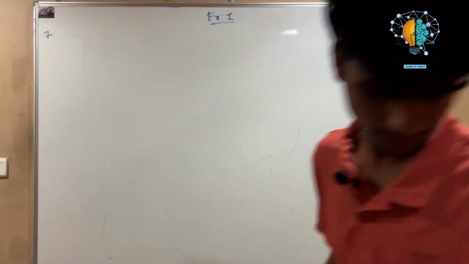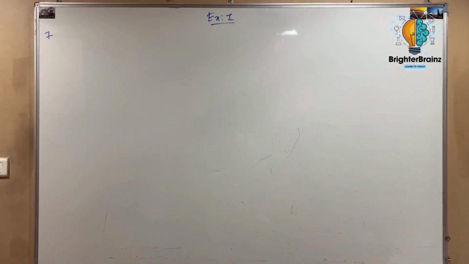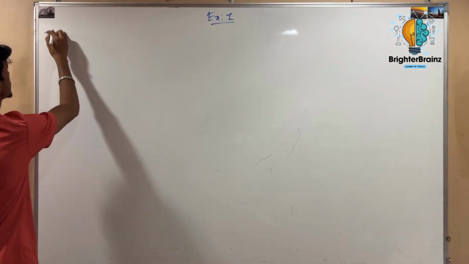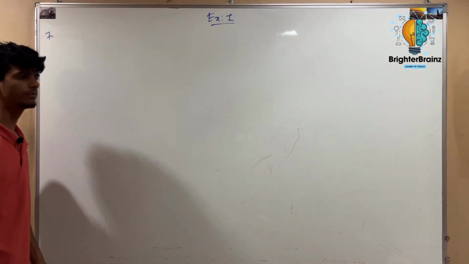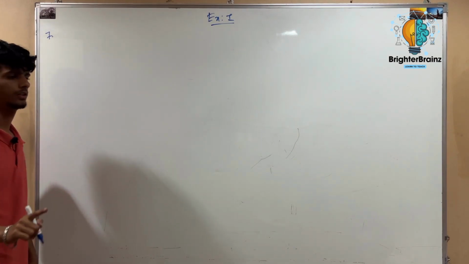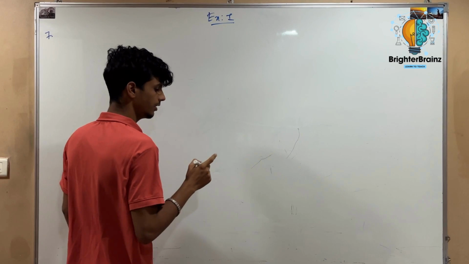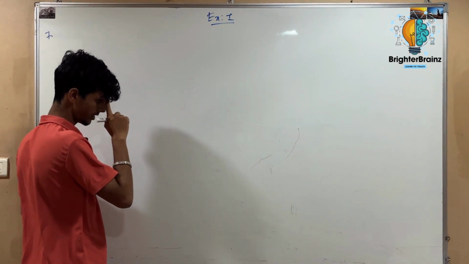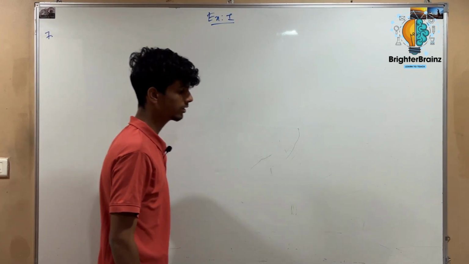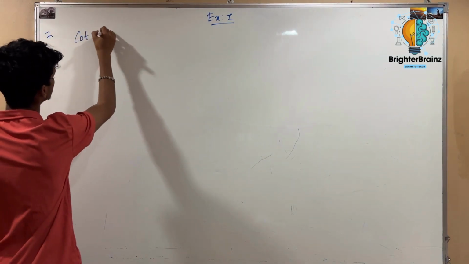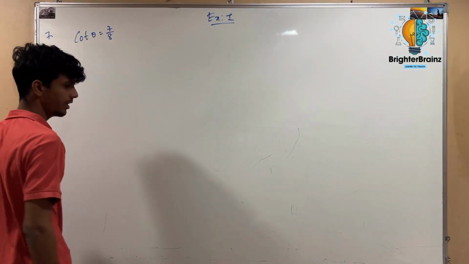Let's discuss 7th question now. Now we'll discuss 7th question in the exercise number 1 from state board textbook only. So in the question it is given that cot theta is equal to 7/8. The given information is cot theta is equal to 7 by 8.